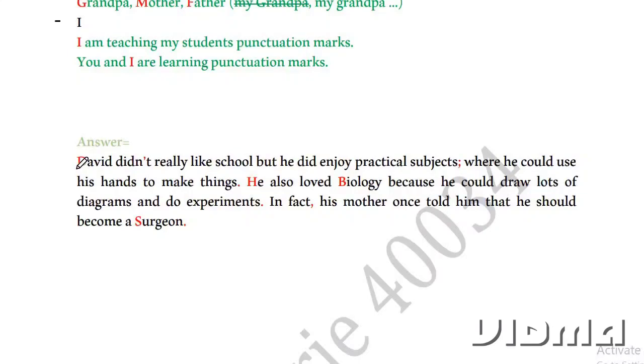So David, capital D. David didn't, apostrophe, really like school, but he did enjoy practical subjects, semicolon or colon. You can use either of them. Where he could use his hands to make things, full stop. Capital H. He also loved Biology, proper noun, so capital B, because he could draw lots of diagrams and do experiments, full stop. In fact, comma, his mother once told him that he should become a Surgeon, S capital, and then full stop. So this is the paragraph after punctuation.